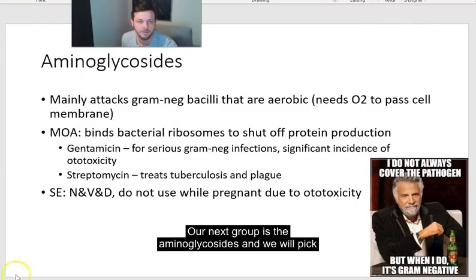Our next group is the aminoglycosides, and we'll pick up with them next.